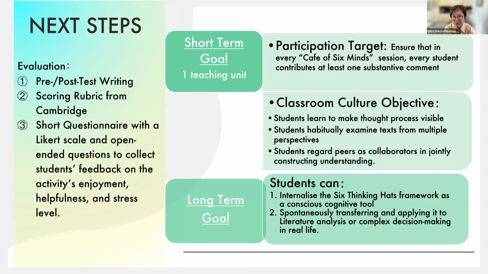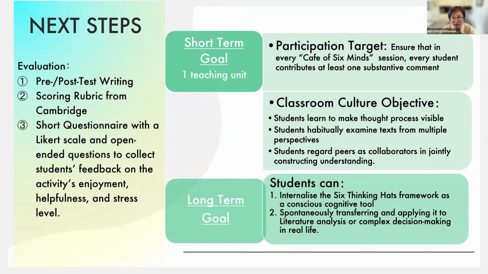In the next phase, we plan to evaluate the Café of 6 Minds project through 3 methods: a pre- and post-test writing task using the Cambridge-based scoring rubric, and a short questionnaire using both Likert scale and open-ended questions to gather students' feedback on enjoyment, usefulness, and maybe the stress level when they're doing this project.